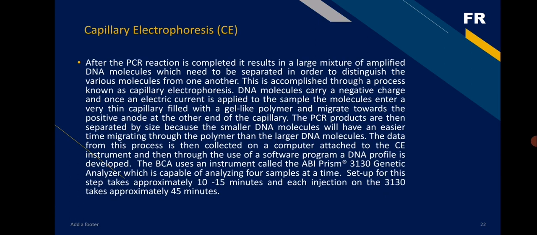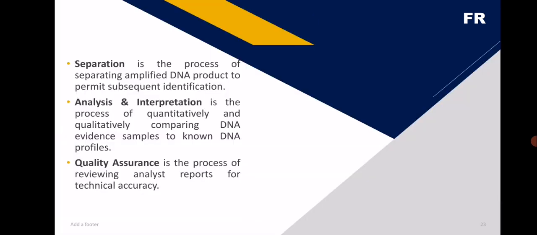The data from this process is then collected on a computer attached to the CE instrument, and then through the use of a software program, a DNA profile is developed. The BCA uses an instrument called the ABI Prism 3130 Genetic Analyzer, which is capable of analyzing 4 samples at a time. Setup for this step takes approximately 10 to 15 minutes, and each injection on the 3130 takes approximately 45 minutes.